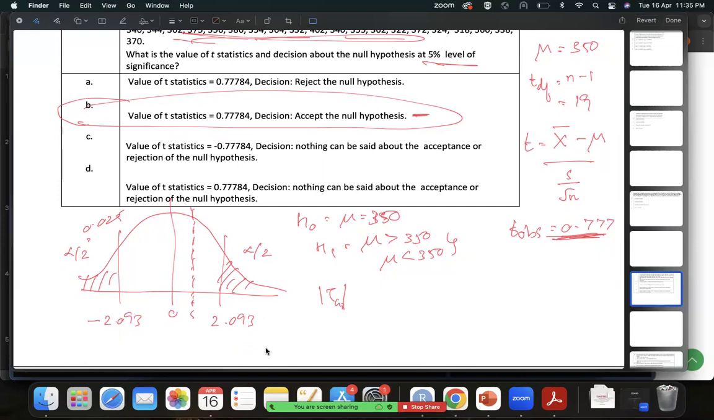So I think you just don't have to worry about "accept it." If the T observed, whatever observed value that you calculate, falls in the acceptance region, you just say you accept the null hypothesis, or you cannot reject the null hypothesis.